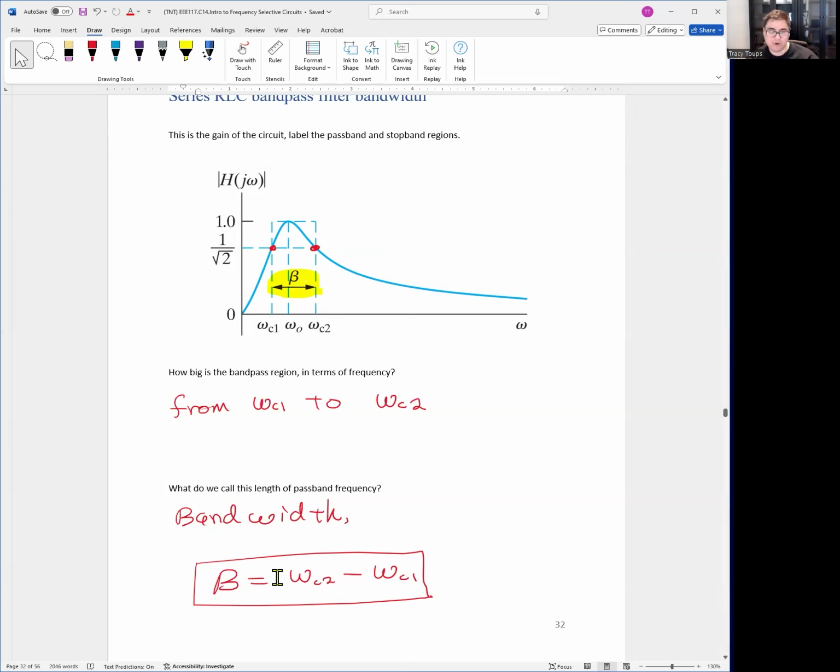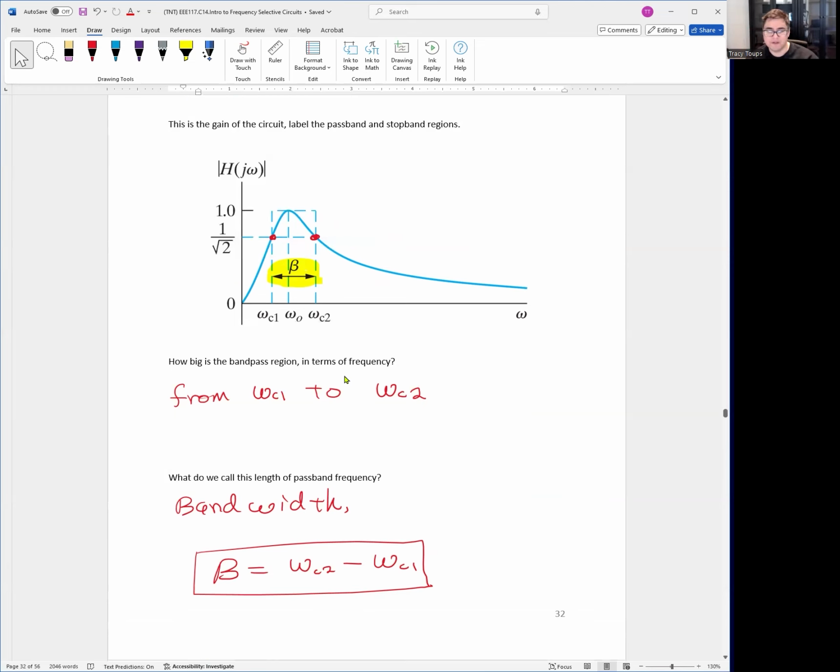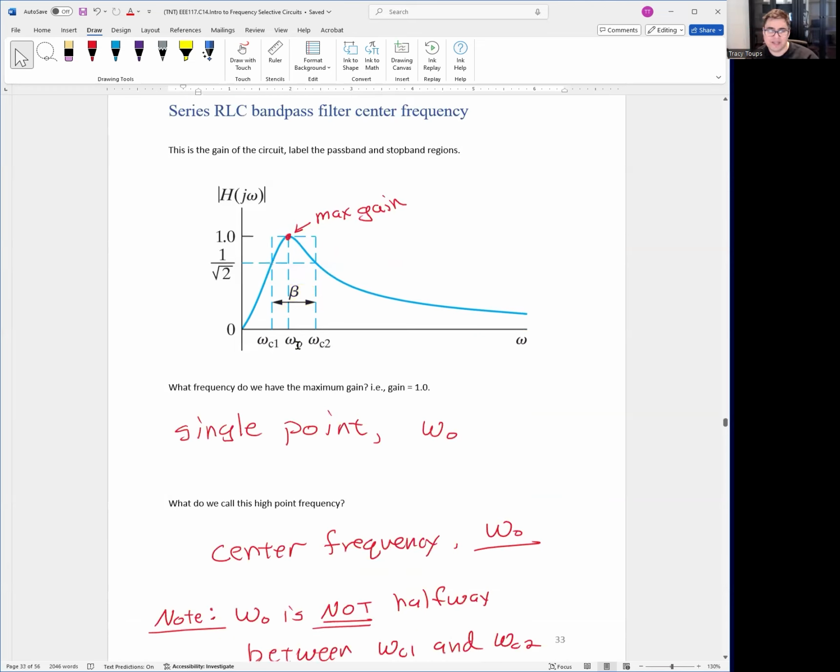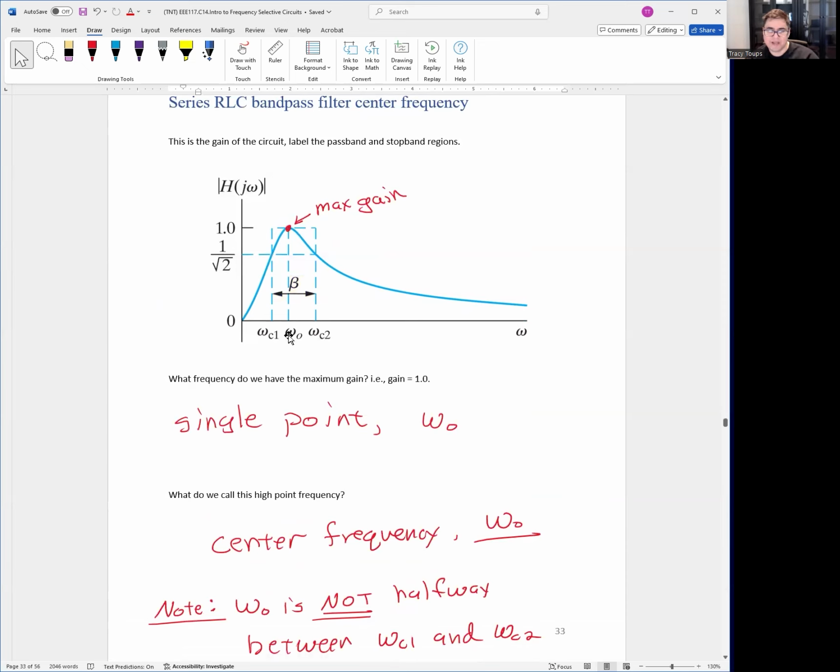Okay, the bandwidth will always be the upper cutoff frequency minus the lower one. So it should be a positive number. So you can take the difference. Okay. So far, WC1, lower cutoff frequency, WC2, upper cutoff frequency, and the gap in the middle they create, the passband, there's a bandwidth we need to keep track of. Okay. The third point is the omega 0, right? This is called a center point frequency. This is the point where we reach the absolute maximum gain of 1.0.